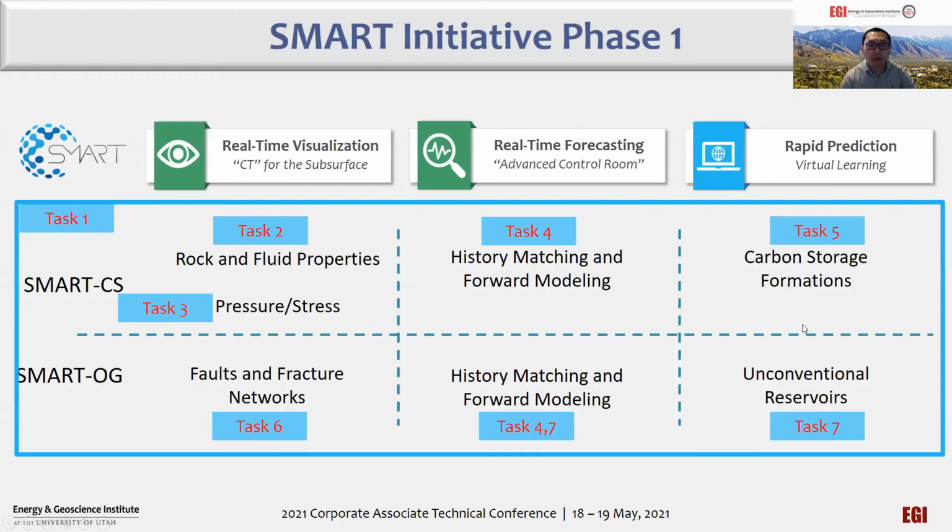During phase one of the SMART initiative, these research questions are being addressed in different tasks by experts from institutions and national labs. Our team at EGI and the University of Utah is working on two critical tasks: task 4, real-time history matching and forward modeling, and task 5, active reservoir management for carbon storage.